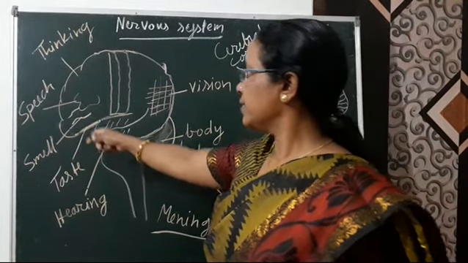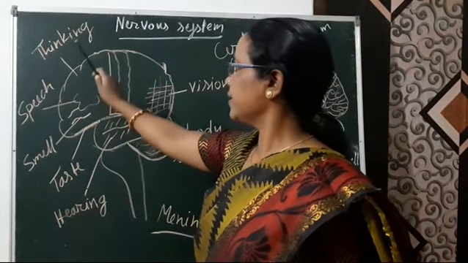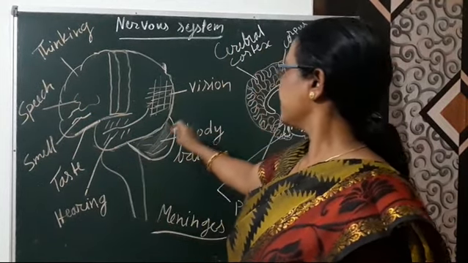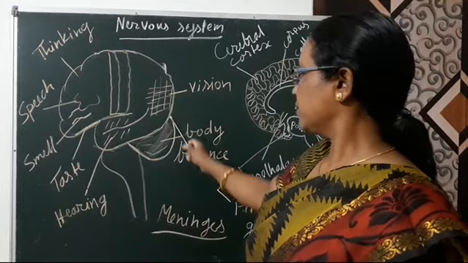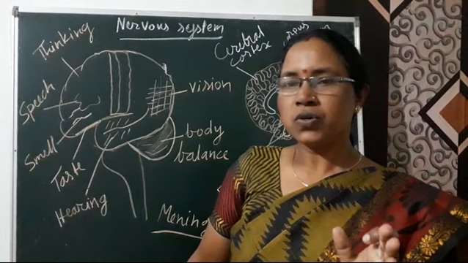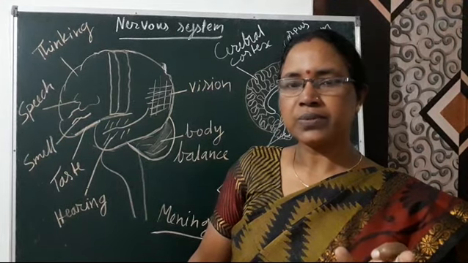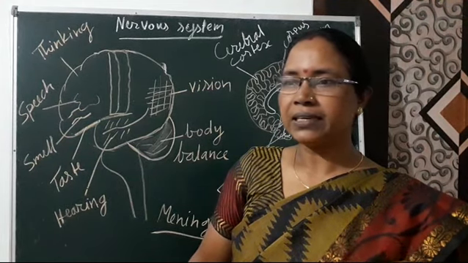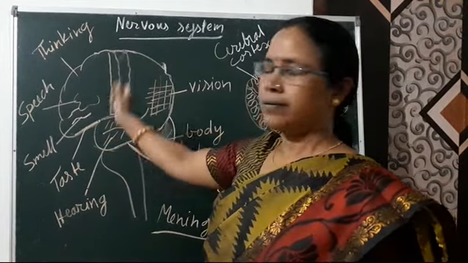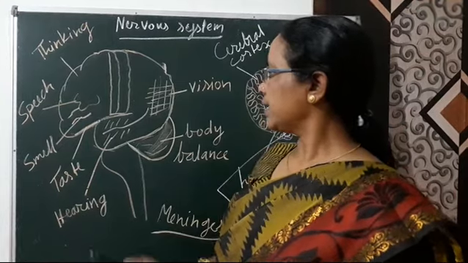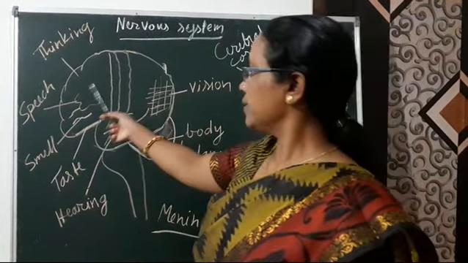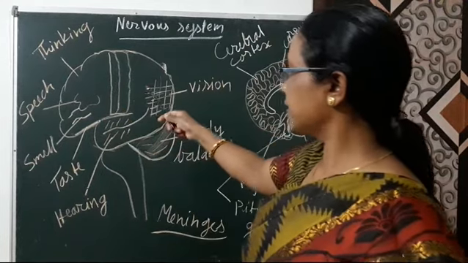It is concerned with thinking, speech, smell, taste, hearing, vision, and so on. Its overall function is to remember, to reason out, to think, to plan. All this is the function of the cerebrum.